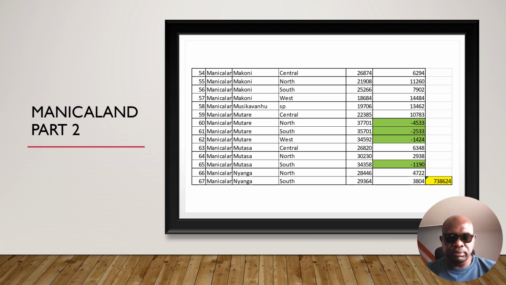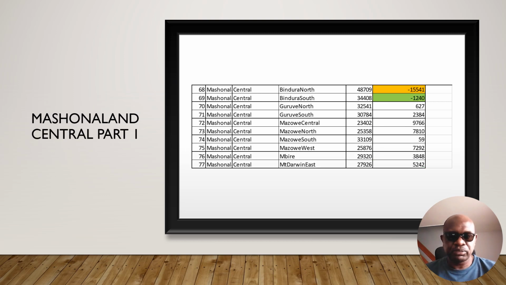In Manicaland Part 2, you can see it's in its greens. I mean, well, they exceeded, but because of some other factors like maybe geographical features or some other factors that cannot be changed, and the population is also not very alarming. It's not a problem there.